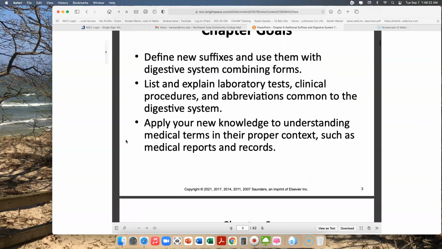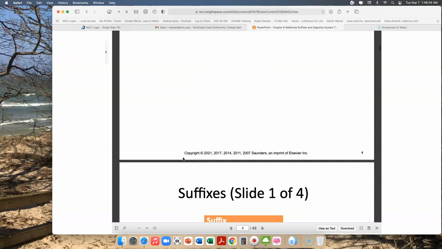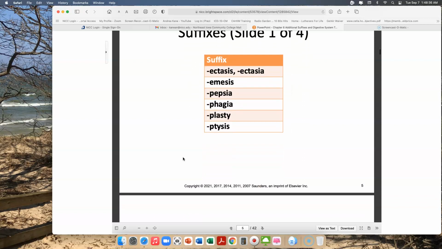Obviously, we're going to look at new suffixes and combining forms. We're also going to delve into some lab tests, clinical procedures, and abbreviations that are common to the digestive system. So let's talk about those suffixes.